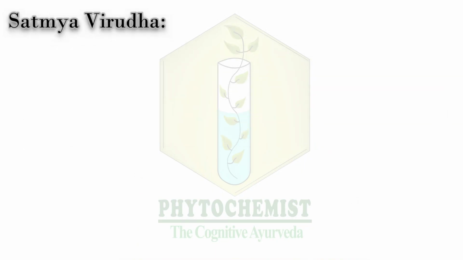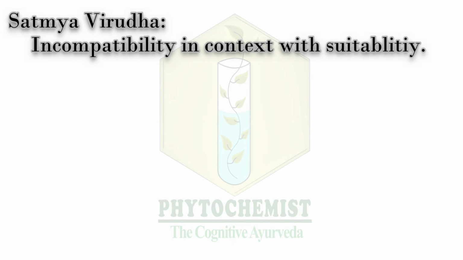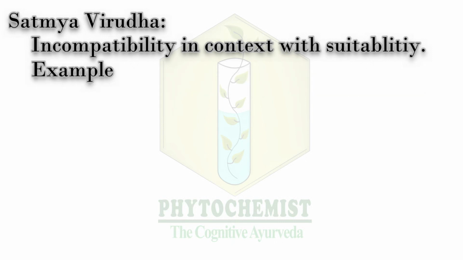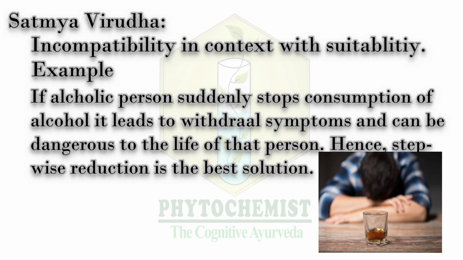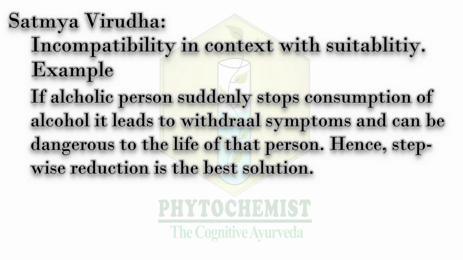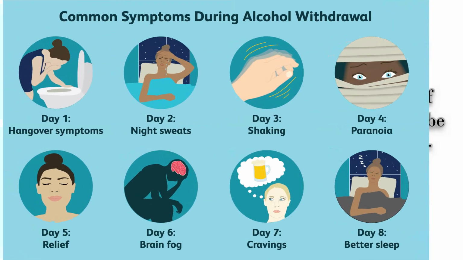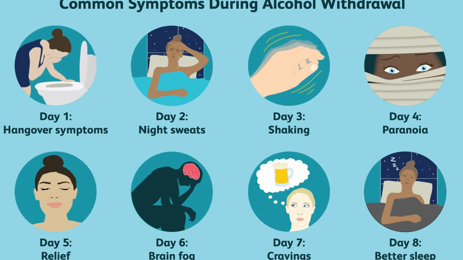The fifth one is Satmya Viruddha. It is the incompatibility in relation with suitability. Satmya can be considered as a substance conducive to an individual. A main example for Satmya Viruddha is an alcoholic person. If an alcoholic person immediately stops consumption of alcohol, it will lead to withdrawal symptoms. This can be very dangerous to the life of that person. So, stepwise reduction is the best solution for alcoholic persons.